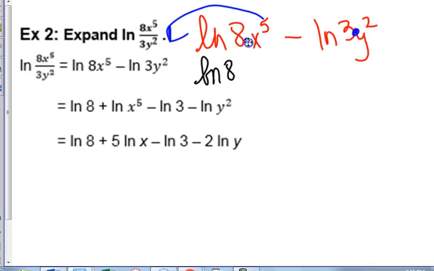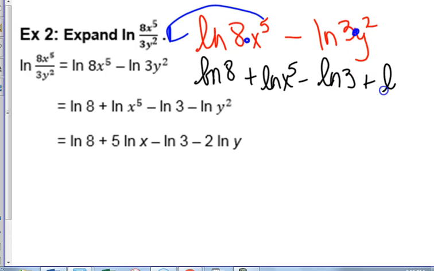What does this multiplication become? Ln of x to the 5th. Then we had a minus ln of 3 plus ln of y squared. Okay. I made a mistake. Does anybody know what my mistake is? You didn't distribute the negative. Okay. Both of these said minus, right? They were both in the denominator here. So I either need to say all of this was being divided, or I could distribute the negative.